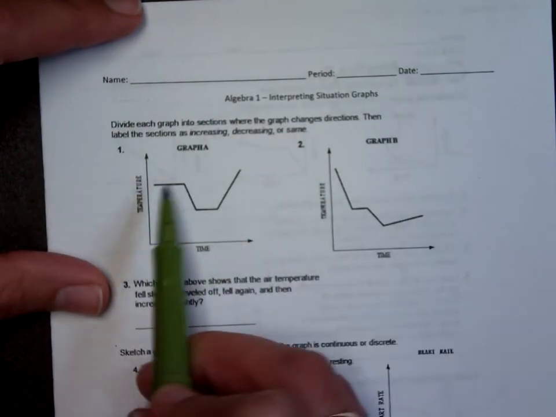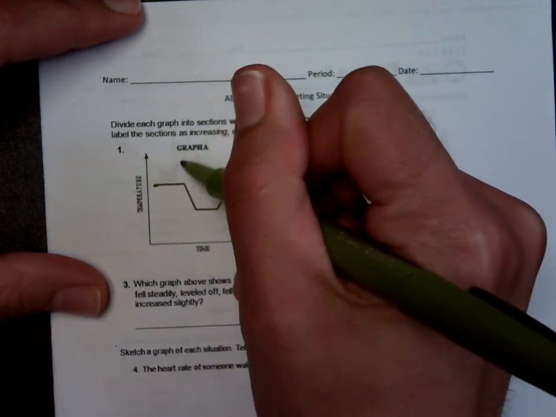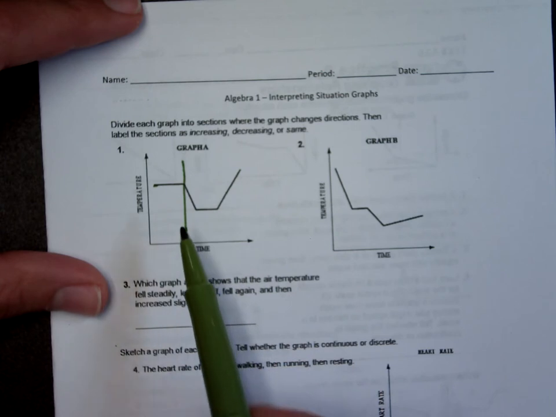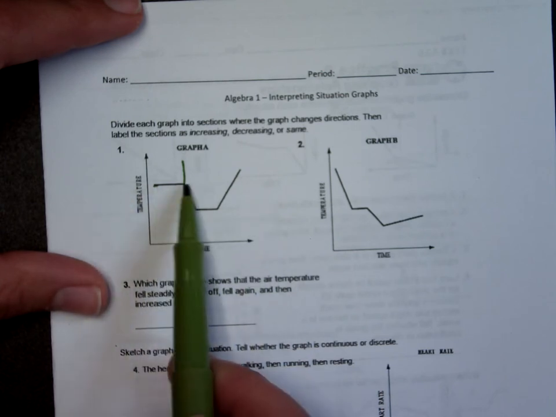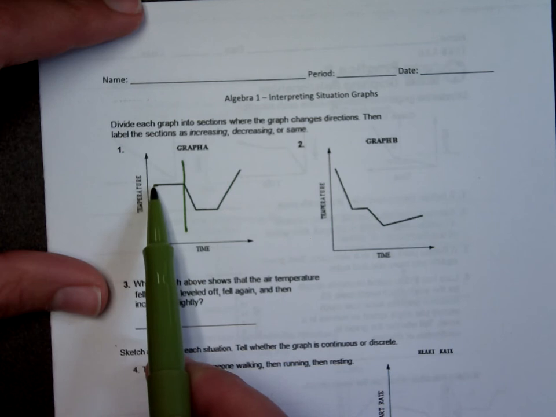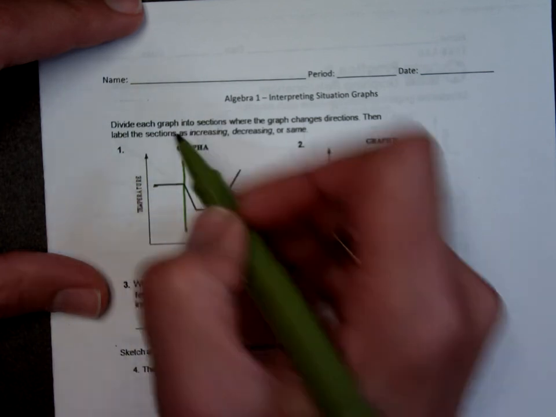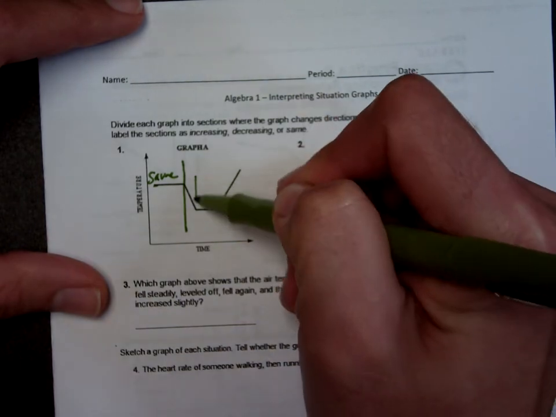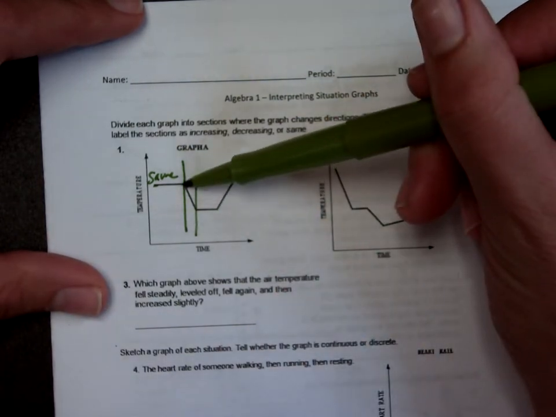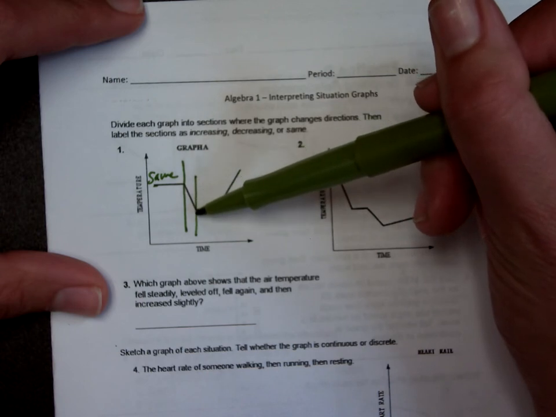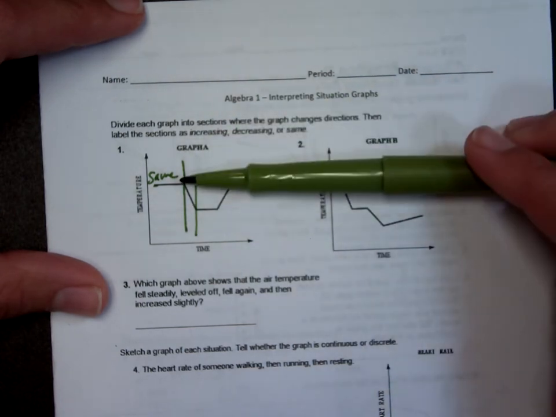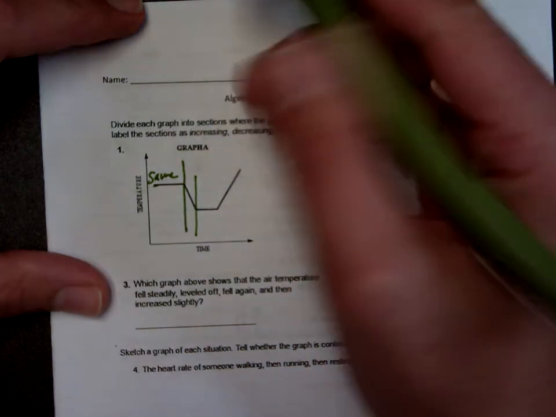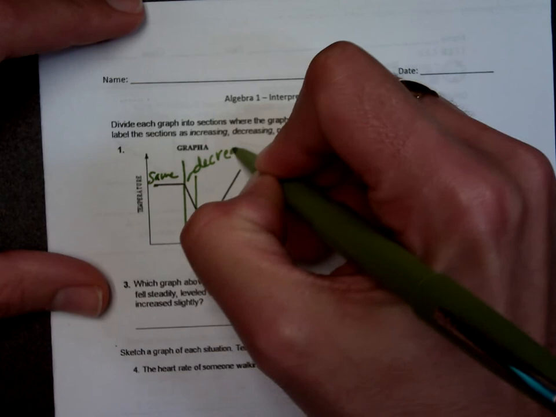Okay, so right here I have this first chunk till it hits that kind of corner and starts to bend. And so that is a flat line. It's a horizontal line. So the temperature, it didn't go up and it didn't go down, so that would be same. Okay, then we have another little chunk, and that is, if you're tracing it with your finger, that's starting to go down, right? So the temperature started up here, and then it's slowly going down and finished, right about here. So that would be a decreasing section.